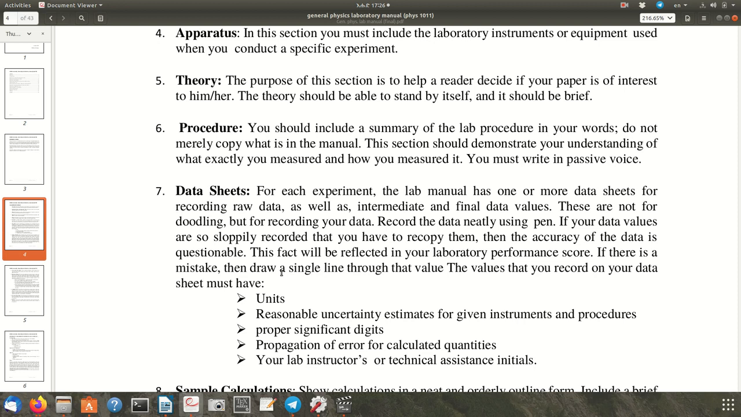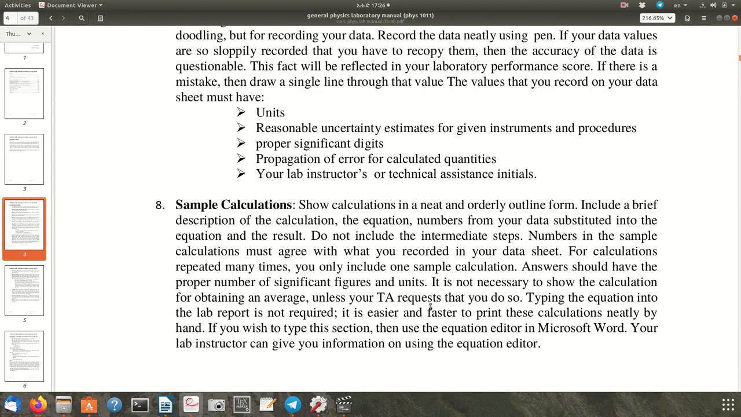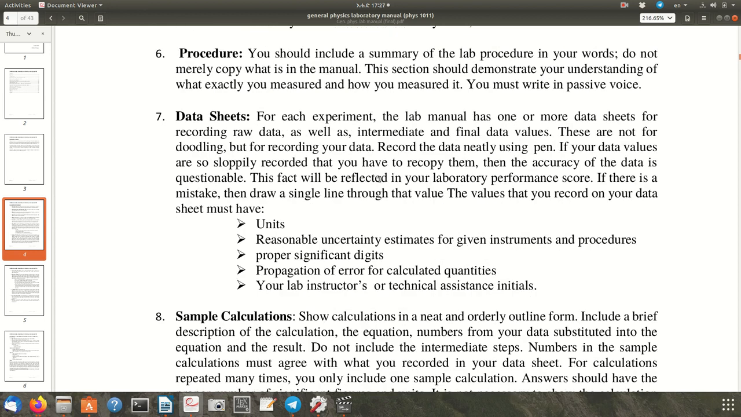Just using pencil is not allowed here, because what you analyze has not been converted while writing the report at your home. You need to consider the units, uncertainty, and significant figures, which also have to be included upon your data.